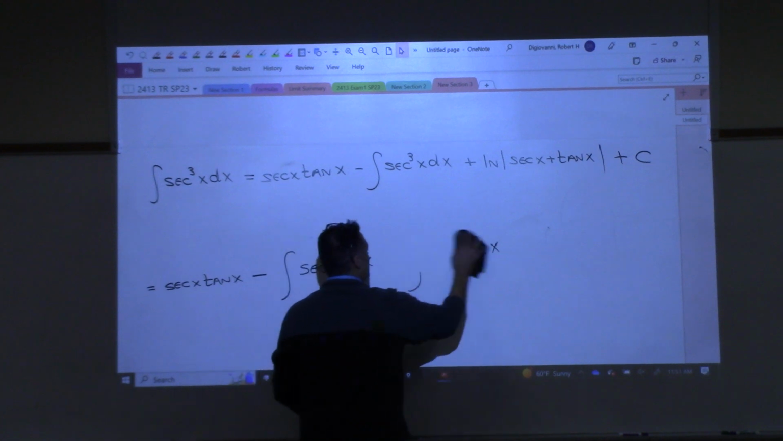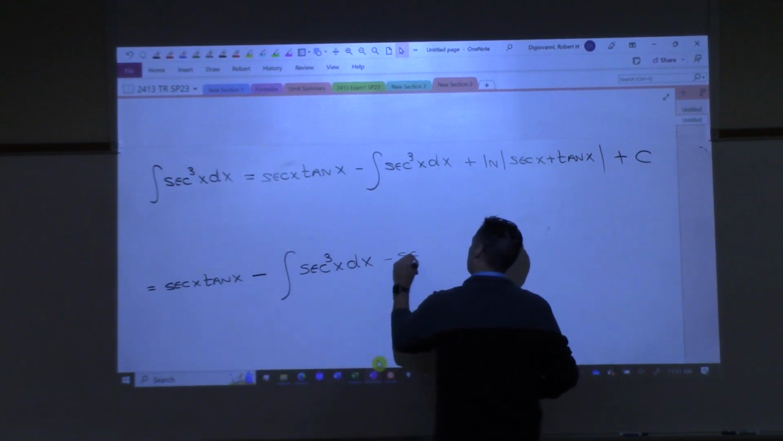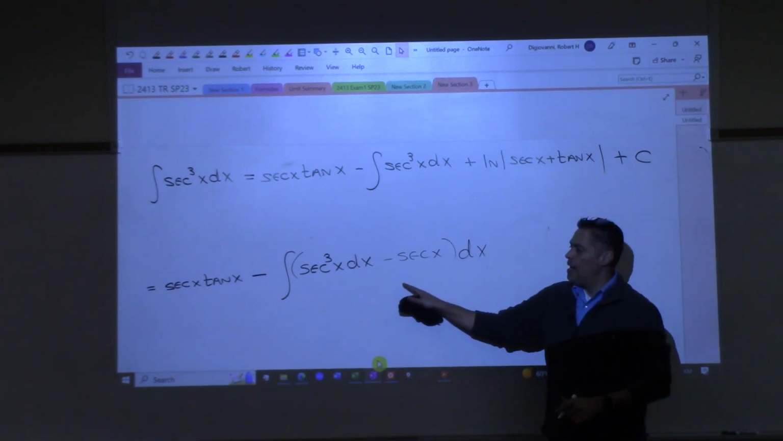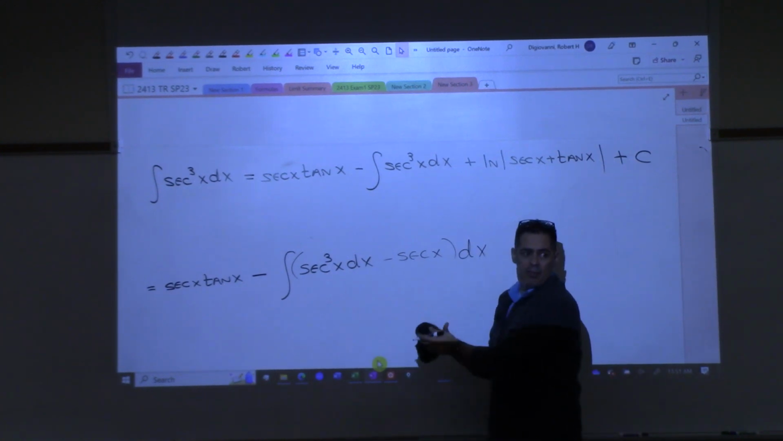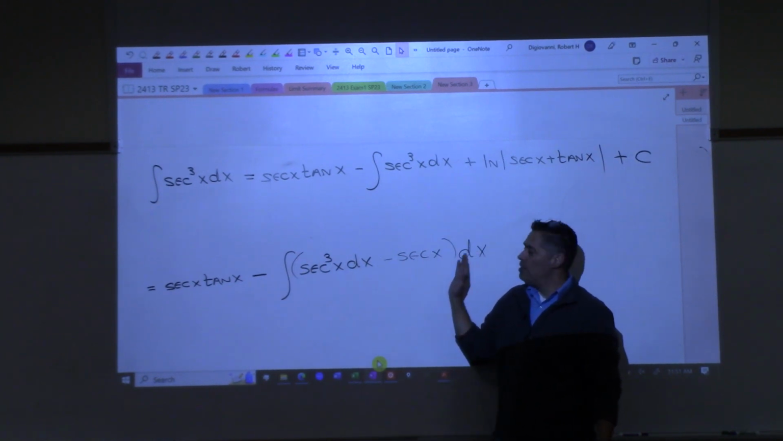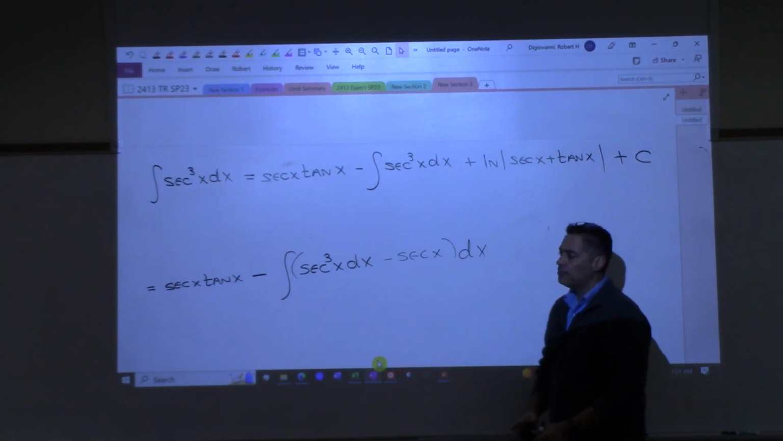Here's where we had this, right? That's what we had. Do you see that line? And I made this go into two integrals. But do you see that minus? This minus is impacting the entire expression. So that minus has to go to here too.